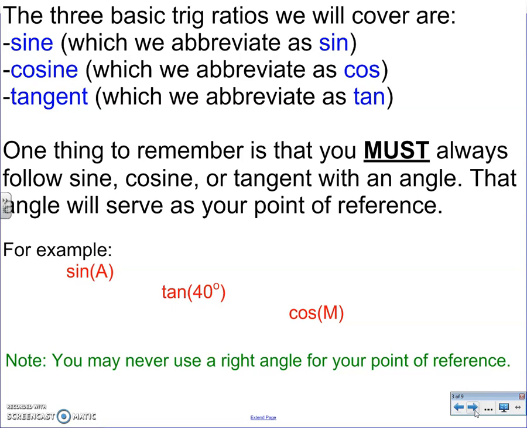For example, we have sine of A. We have tangent of 40 degrees. We have cosine of m. And note, you may never use a right angle for your point of reference.